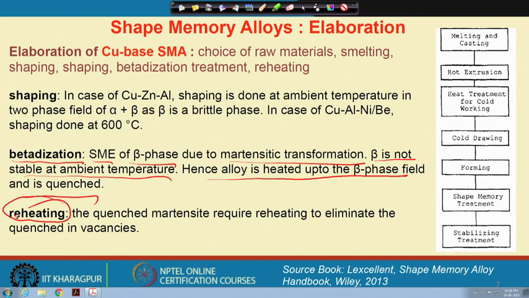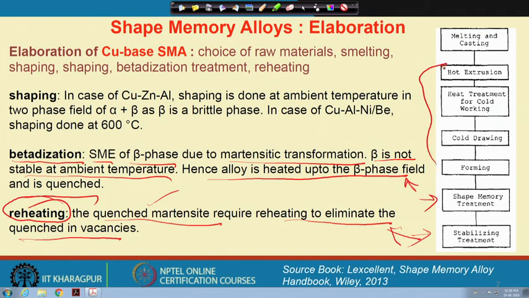avoided, so we go for some reheat treatment or reheating. In that case, we anneal the sample for some time, and the quenched-in vacancies are removed from the quenched martensite. This is basically the treatment in order to avoid that stabilization phenomenon. So, the shape memory treatment is basically the beta digestion, and avoiding the defects is the stabilization. So, you can go for shaping, and here is basically the melting and casting. You can see the sequence that I have explained here.